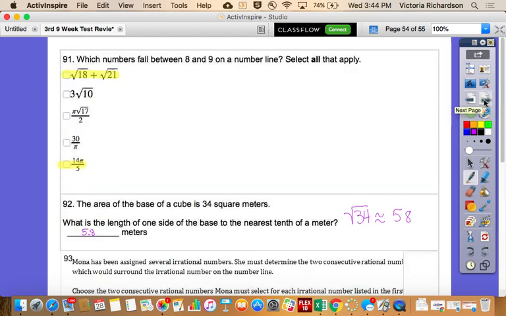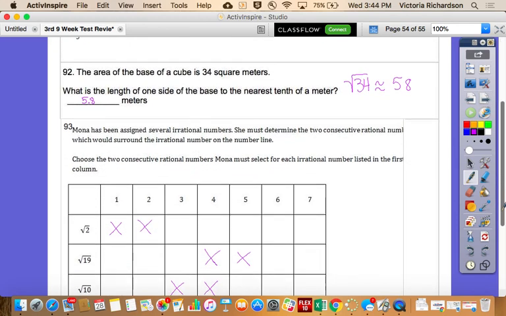91, which numbers fall between 8 and 9 on the number line? Put these in your calculator. The square root of 18 plus the square root of 21 falls between 8 and 9, and 14 pi divided by 5 falls between 8 and 9 on a number line. Make sure you select all that apply.